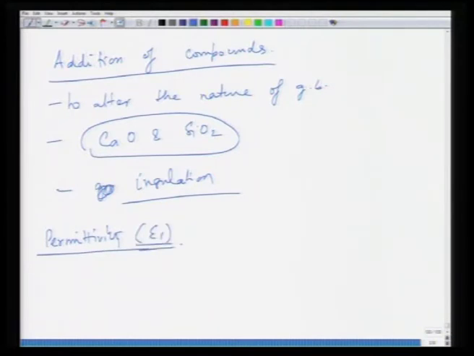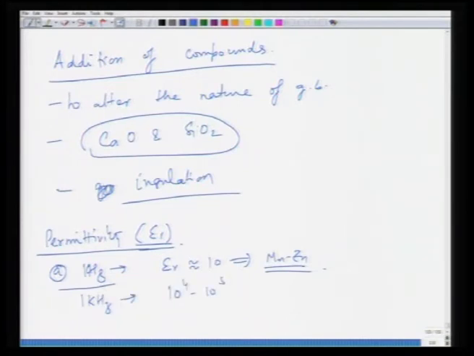Epsilon r. Now typically at around 1 gigahertz, the permittivity is about 10 for manganese zinc ferrites, but it can become very high if you decrease the frequency to 1 kilohertz. This can reach values of 10 to the power 4 to 10 to the power 5, and these are very high values, and this is essentially caused by the insulating grain boundaries in these materials.